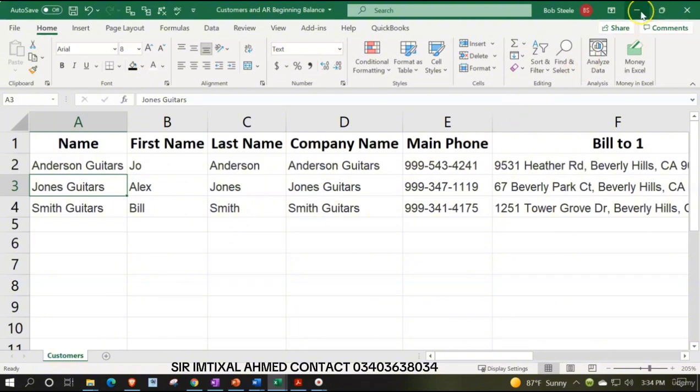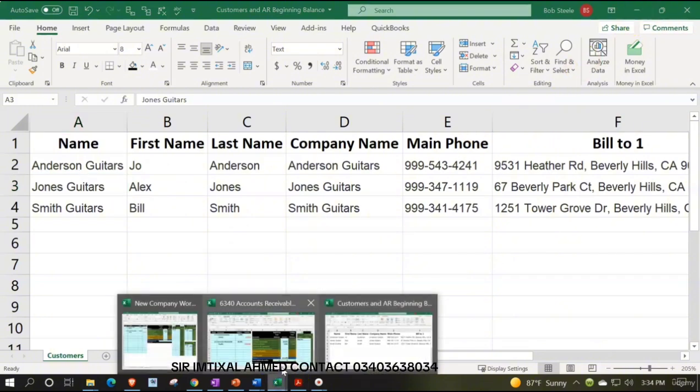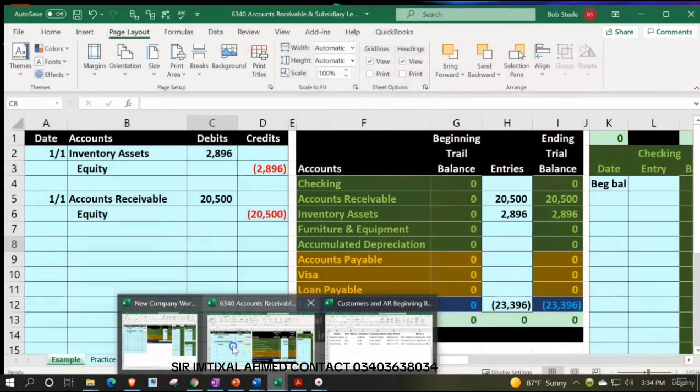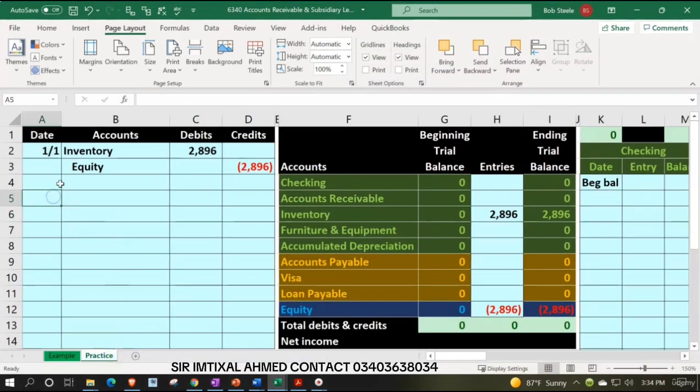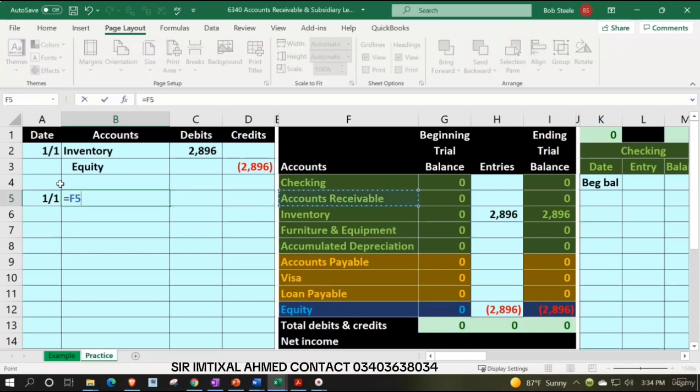So now let's go back over to our worksheet and see how this would be going into our worksheet. I'm going to go to the practice tab. We're going to put these all in as of 1/1 here. We're not going to put anything to the income accounts because we're just looking at those beginning balance sheet accounts. We know that from a journal entry standpoint, it's simple in that the accounts receivable needs to go up. That's where our focus is. It's going to go up by that 20,500.